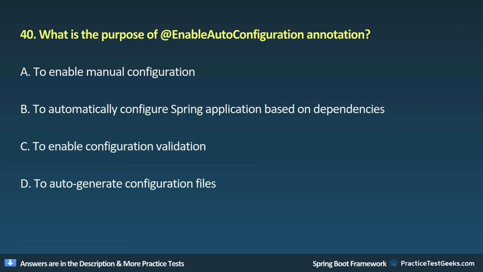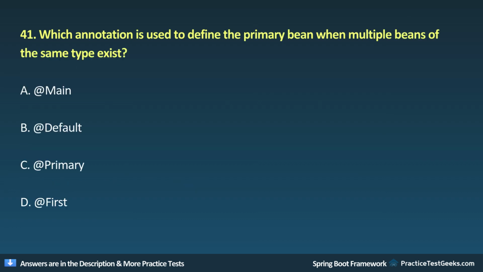A. To enable manual configuration. B. To automatically configure the Spring application based on dependencies. C. To enable configuration validation. D. To auto-generate configuration files. 41. Which annotation is used to define the primary bean when multiple beans of the same type exist?